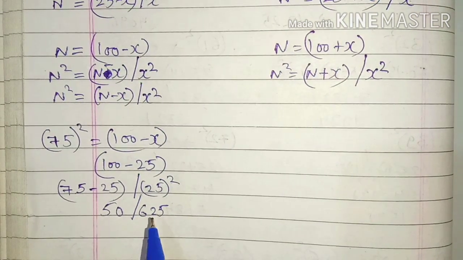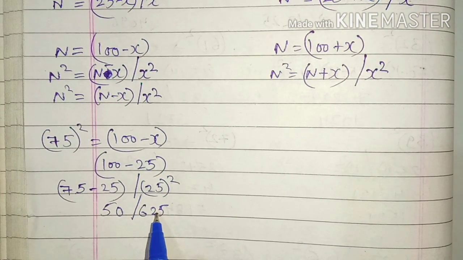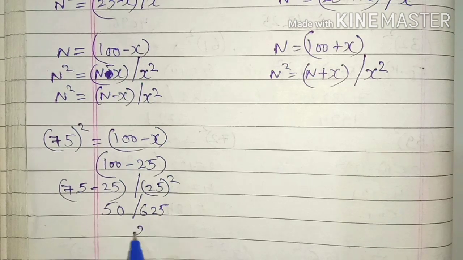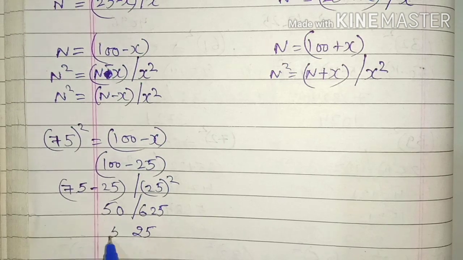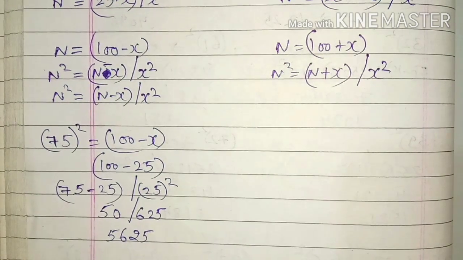As we have studied, we keep only two digits on the right side, so we write 25 and 6 is carried to the left. 50 plus 6 becomes 56.